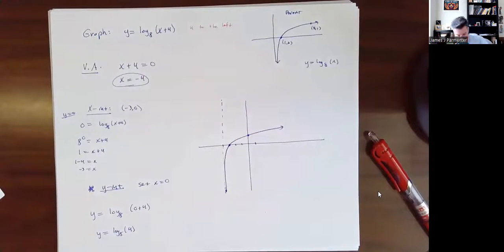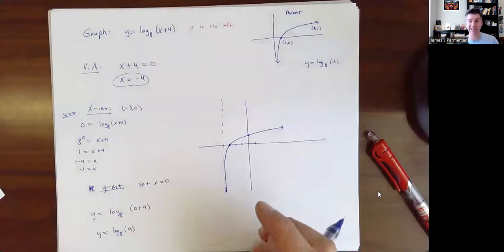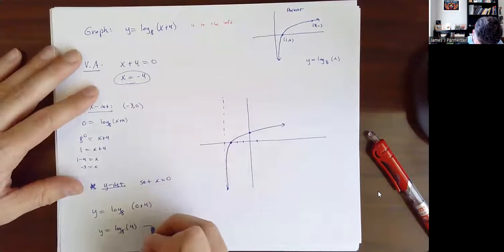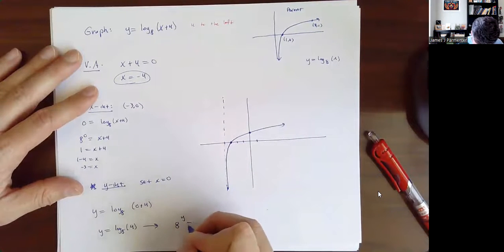For this one, it's a little harder. 8 to what power equals 4? It's not 1/2. 8 times 1/2 equals 4, but 8 to the 1/2 is the square root of 8, which is 2 root 2, about 2.8, which is not what we're looking for. I don't want what I multiply by 8 to get 4. I want 8 raised to some power to equal 4. So 8 raised to the y power equals 4.